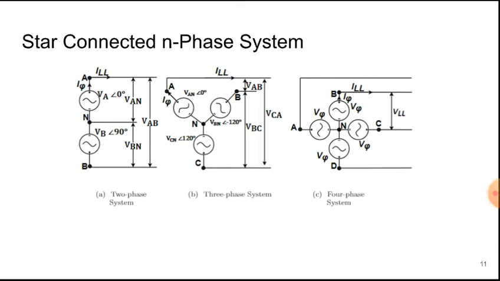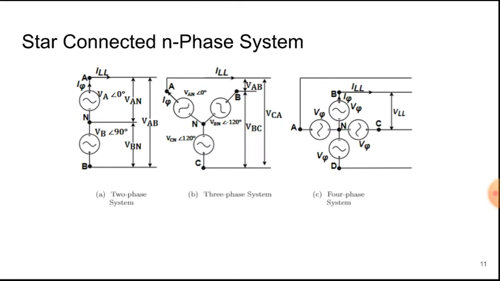And for a four-phase system, they're out of phase by 90 degrees. So it's the same. If you observe here, the current flowing through the phase sources is the same as the current flowing through the lines. So this means that the line current is equal to the phase current. But the line voltage is not the same as the phase voltages.